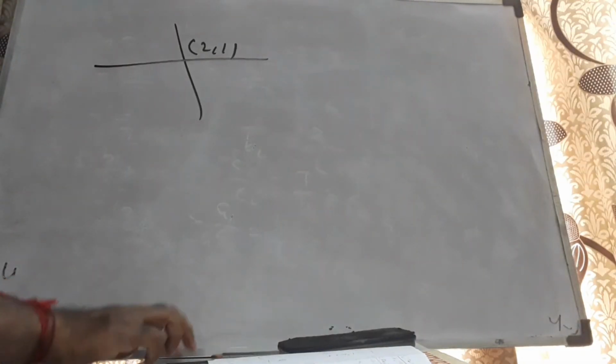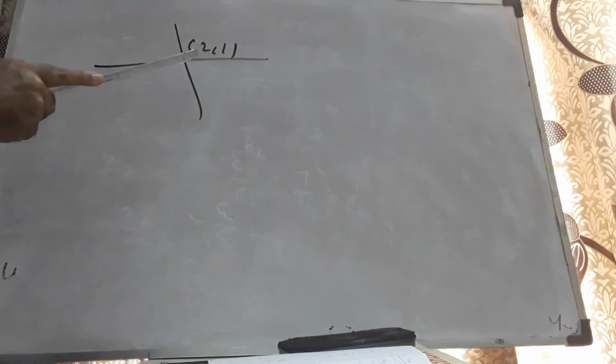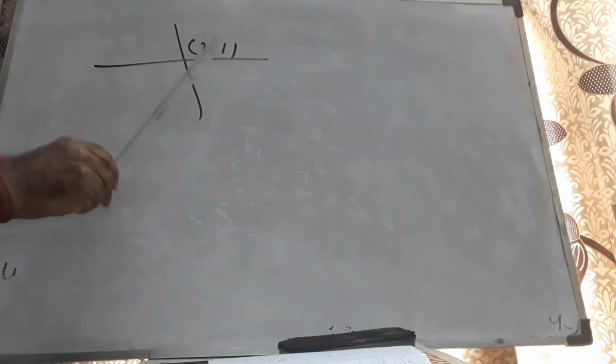A small correction. In one of the places, if the lines are intersecting at 2, 1, x is equal to 2, y is equal to 1 is a solution. By mistake, it was said as x equal to 1. It's a small correction. Make the correction and then learn. x is equal to 2, y is equal to 1 is a solution.